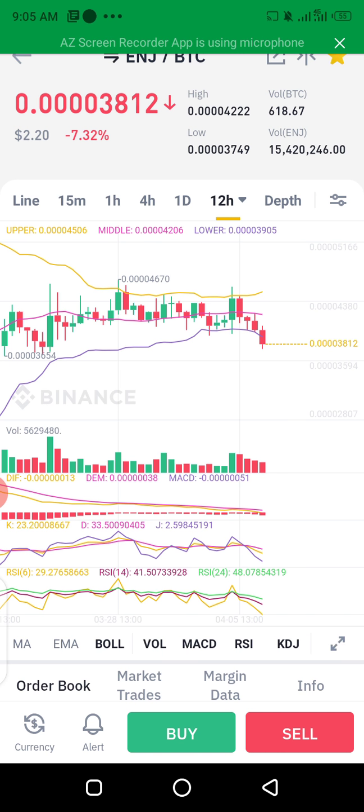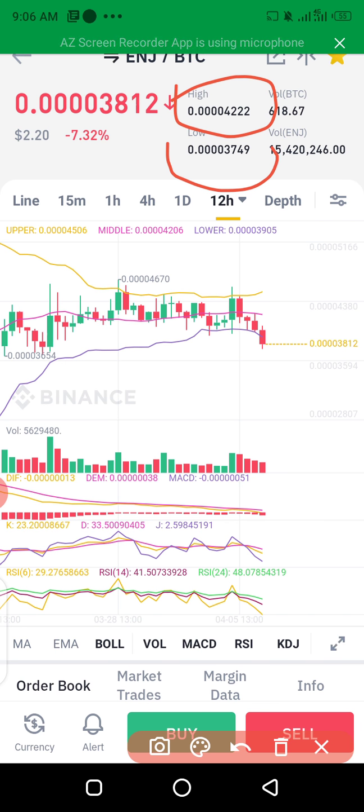24 hours high of ENG/BTC. I just use this as a typical example. The 24 hours high is 0.00422. The 24 hours low is 0.3749. So even this, this ENG/BTC, I'm coming to margin trading.